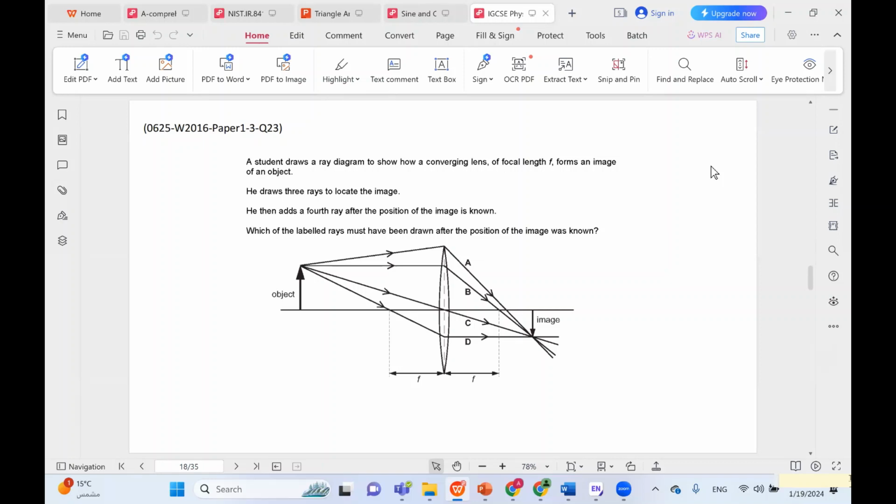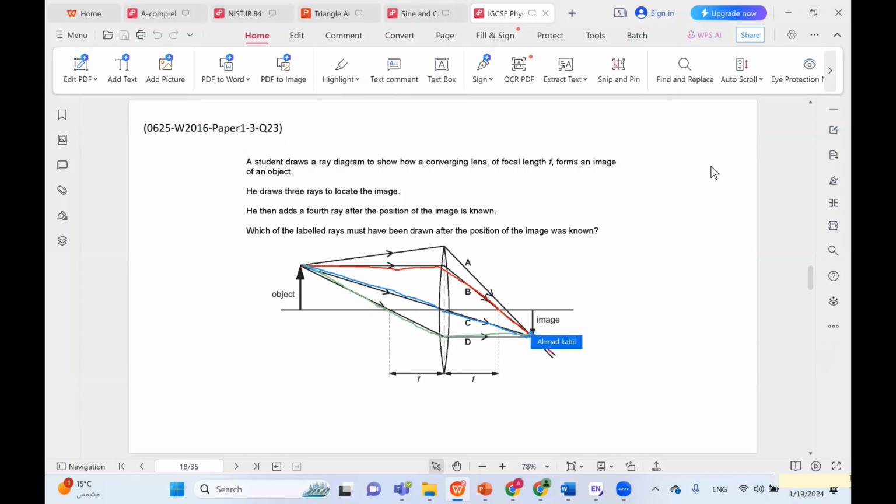And the 3 rays are as follows. First, we begin with the ray that is parallel to the x-axis. It hits the lens and then passes through the focus. Then we draw a ray passing through the center. It emerges without any deviations. Finally, we draw a ray that passes through the focus, hits the lens, and emerges in path.